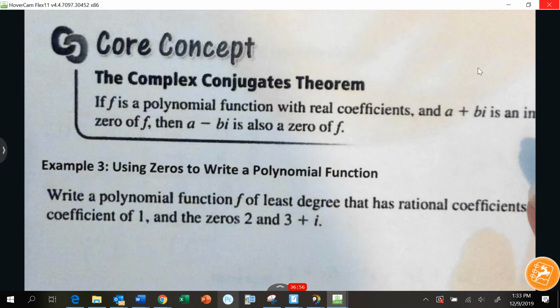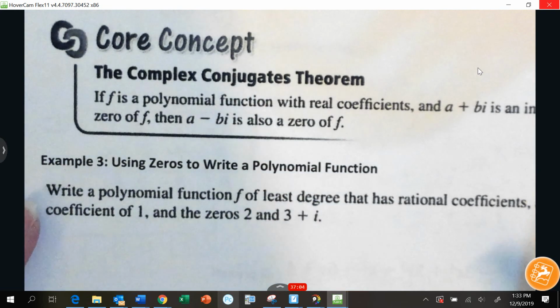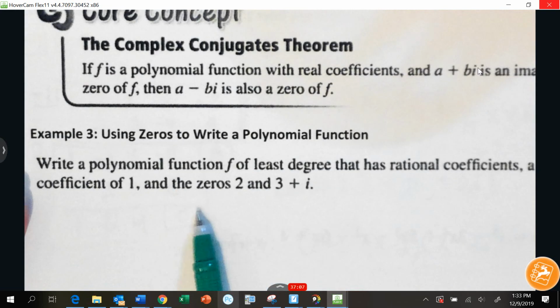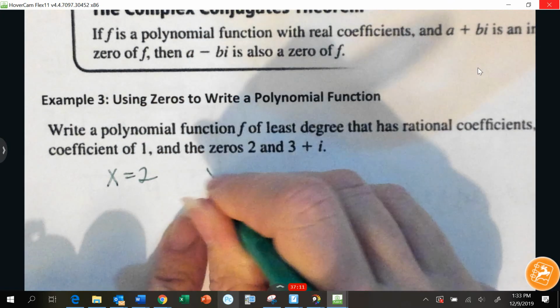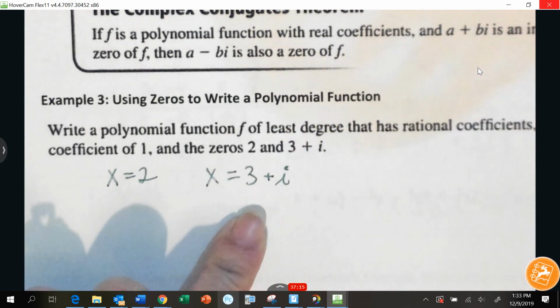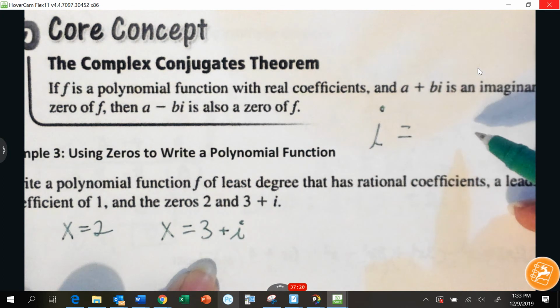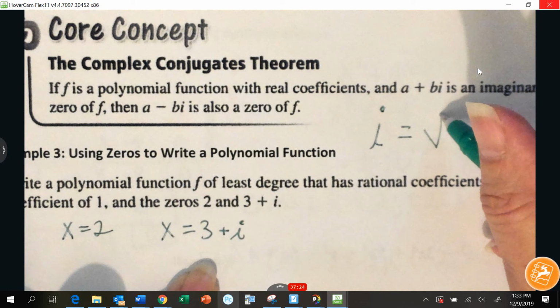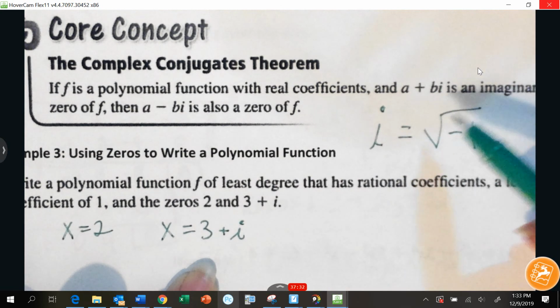This theorem is a theorem I already went over today. They call it something different, but I promise you I already went over this today. If we're given some zeros, like I'm given x equals 2, and I'm given another zero, x equals 3 plus i. What is i? It is not -1. It's the square root of -1. i squared is -1, yes. So when I say what is i, you tell me square root of -1.